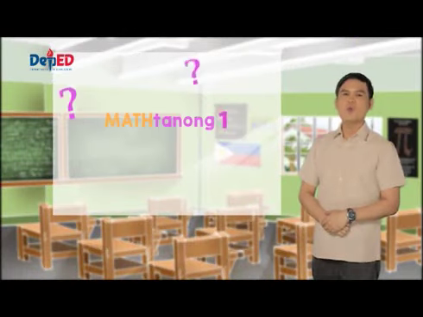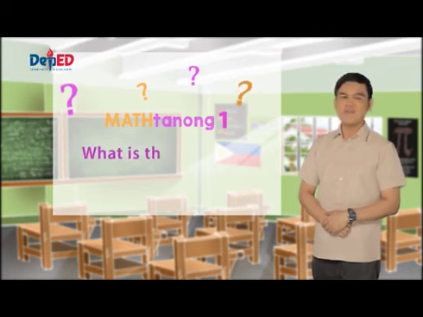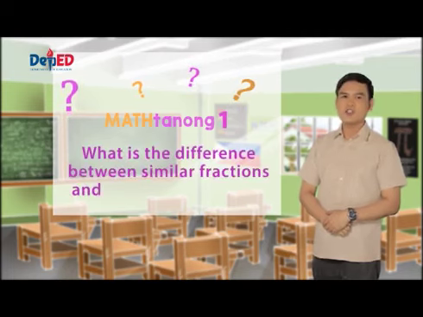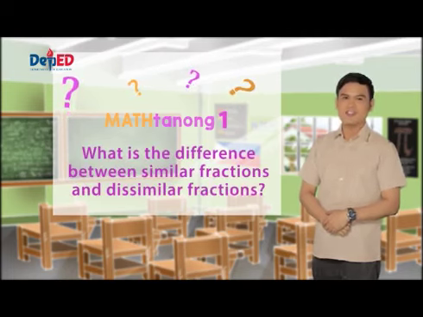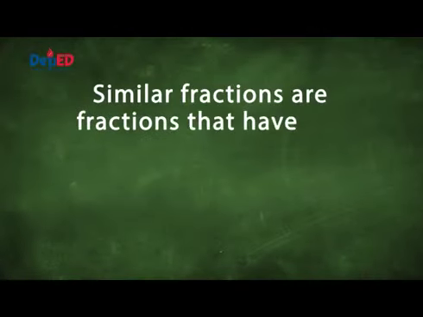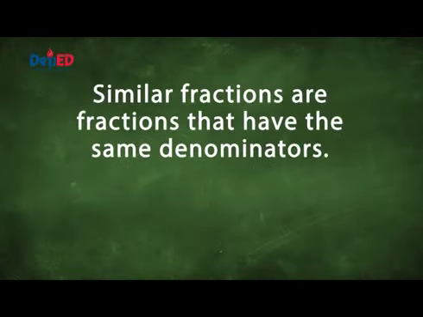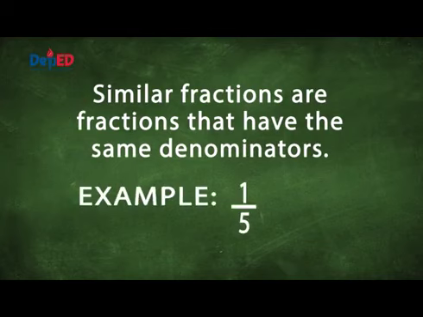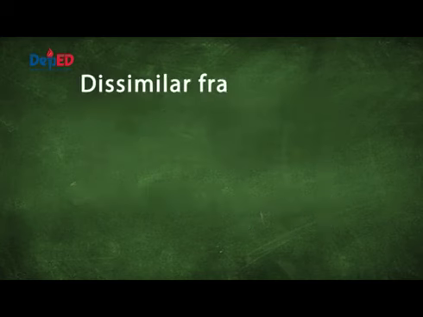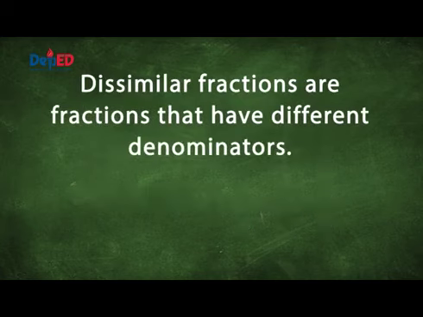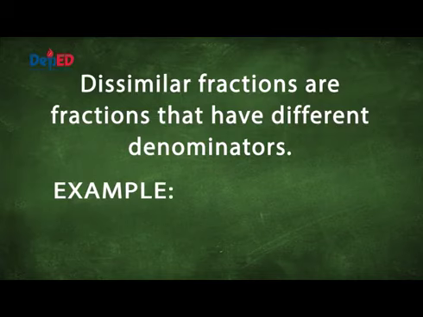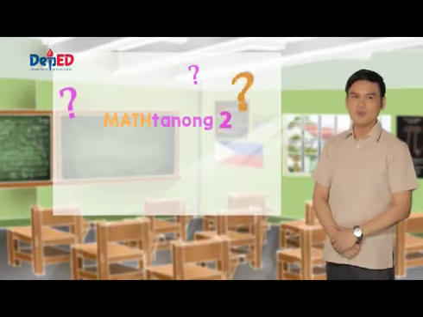Math Tanong number 1. What is the difference between similar fractions and dissimilar fractions? Similar fractions are fractions that have the same denominators. Example, 1/5, 2/5, 3/5. While dissimilar fractions are fractions that have different denominators. Example, 1/2, 2/3, 3/4.